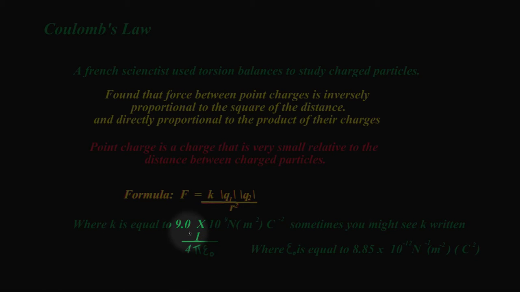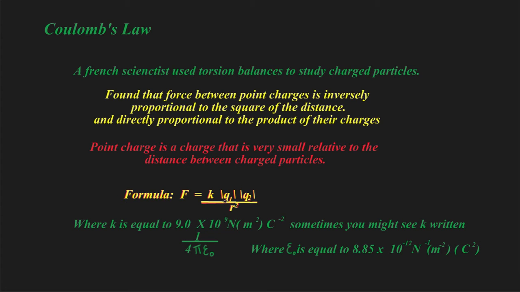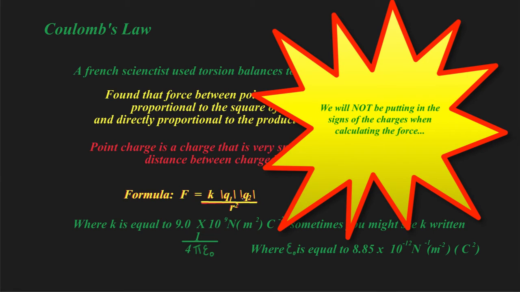Where K is equal to 9 times 10 to the 9th, or 8.99 sometimes, newton meter squared over coulomb squared, or coulombs to the -2, same thing. And historically, you might see K written as 1 over 4 pi epsilon naught in some textbooks, where epsilon naught is the permittivity constant in vacuum or free space. And that's equal to 8.85 times 10 to the -12 newtons inverse meters to the -2 times coulomb squared. Again, I want to point out that we're dealing with absolute values here for the charges, so we just want to quantify the force.